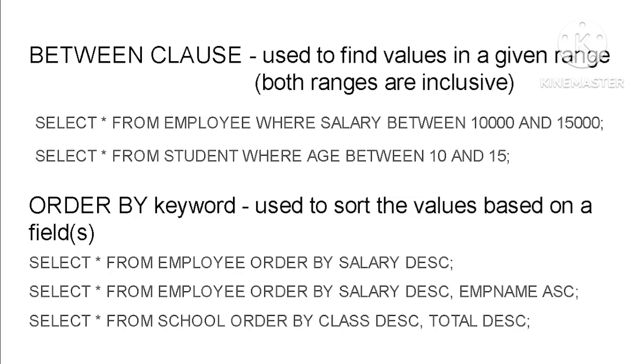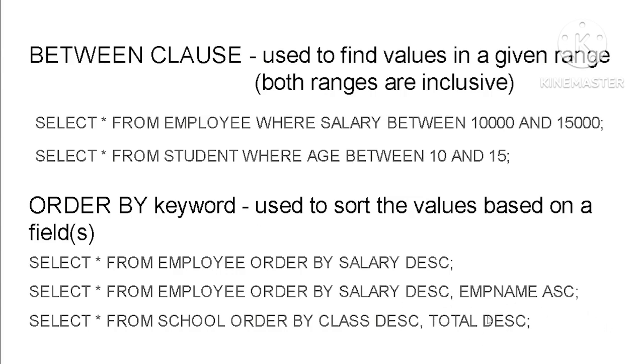Select star from school, order by class, descending order. So what does it mean? First class 12 will get displayed, then class 11, then class 10, then class 9 and so on. Total descending, what do you mean by that? Once 12th standard is getting displayed, how to arrange? There will be 40-50 students in class 12, then their names will be sorted based on their total marks. So the topper will be shown first. So this will be shown class wise, then total wise.